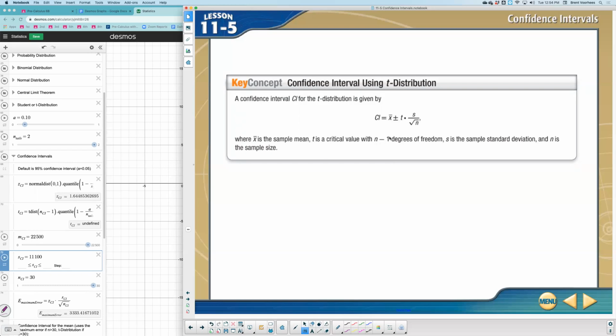T is a critical value with n minus 1 degrees of freedom. That's going to come into play later, okay? It's always the sample size minus 1 degrees of freedom.